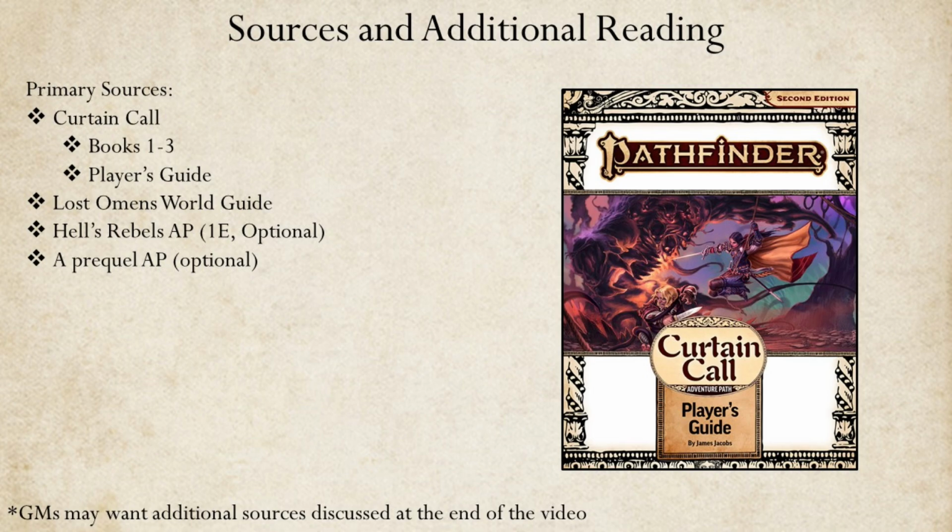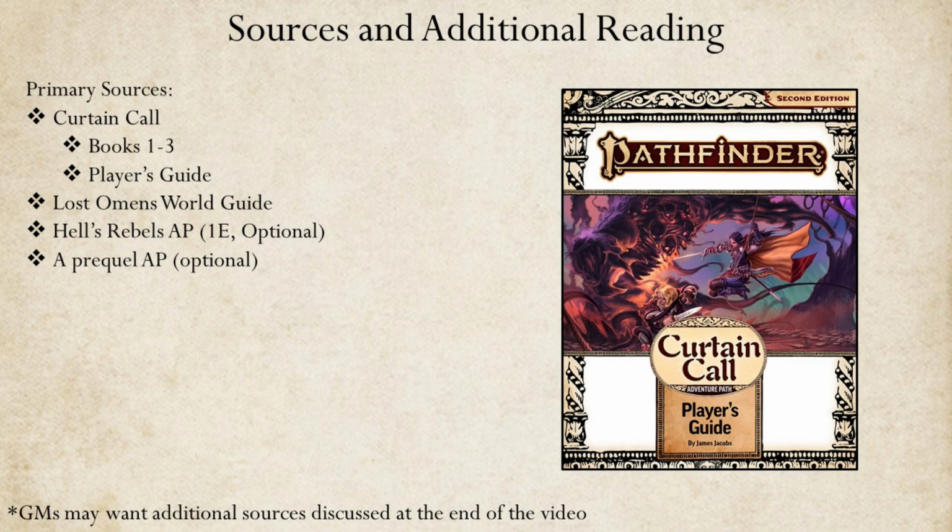If you have access to the 1st edition AP Hell's Rebels, it might make for a fun read to provide you with more context surrounding Kintargo's recent history, though I wouldn't consider it required reading by any stretch of the imagination. Additionally, this AP is structured such that it can be run as a sequel to a previous adventure path. I'll touch more on that a bit later in this video. Finally, GMs running this AP might want to consider a few specific Paizo publications for further context, but I'll detail those later in the GM section near the end of this video.